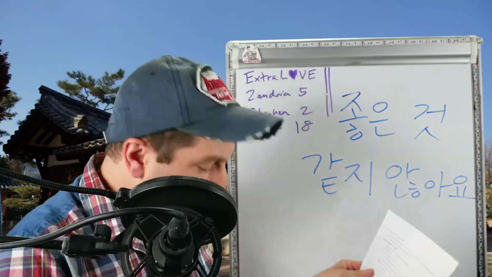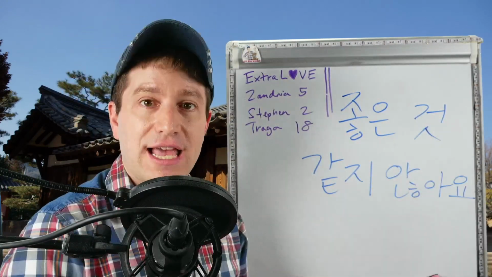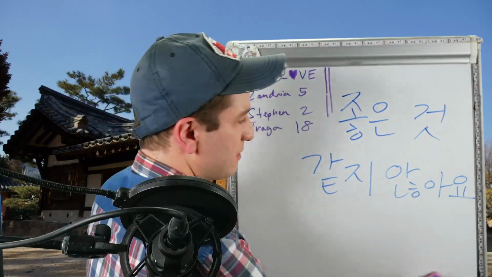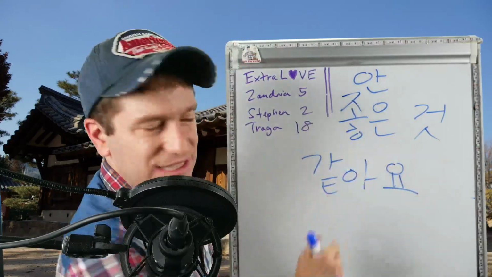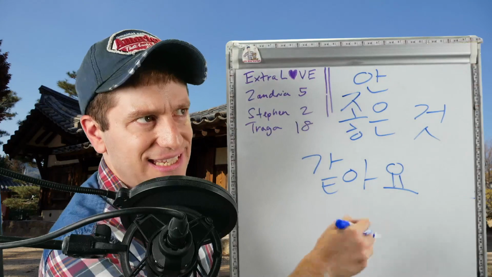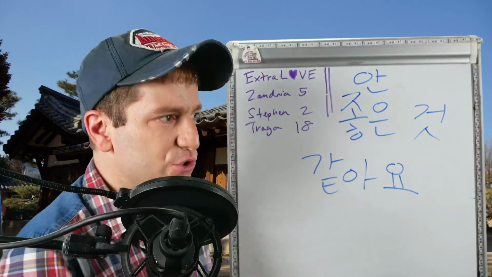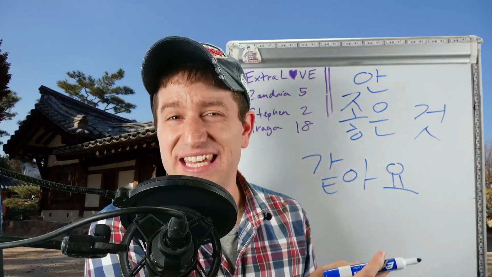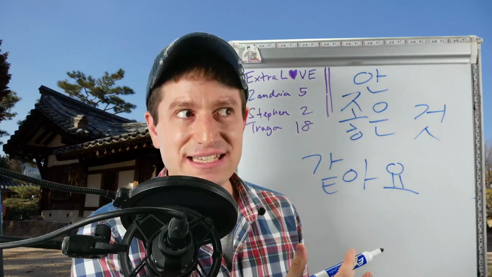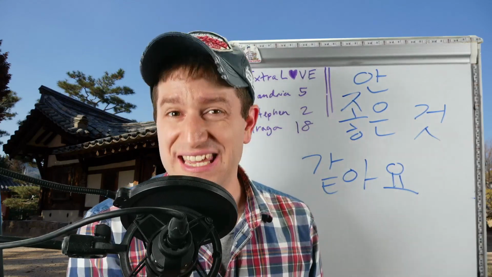You could say this, but it's more common that Korean speakers will actually do this. 안 좋은 것 같아요. Literally, I think it's not good. So it's more natural to say I think something isn't than it is to say I don't think something is.